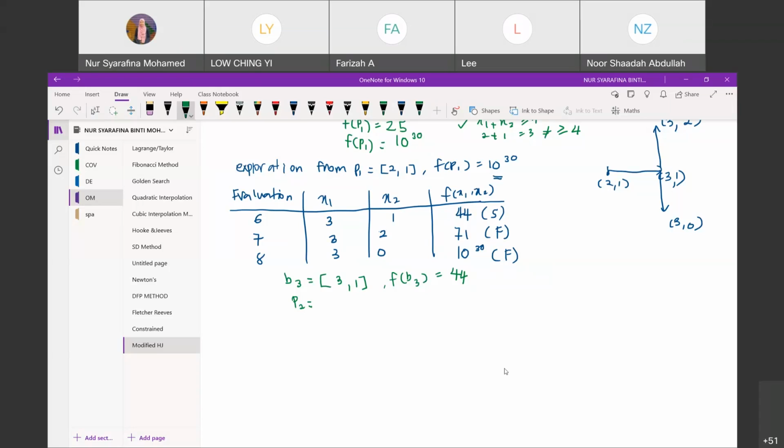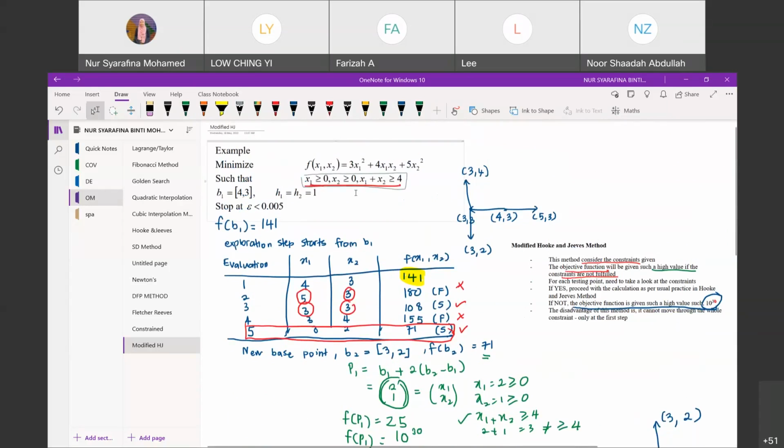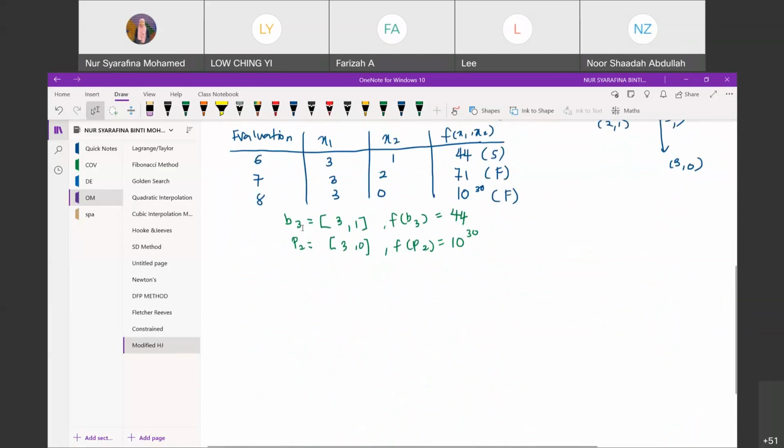Okay, so P2 is 30, where 30 does not fulfill the third constraint, so we can decide FP2 equals 10 to the power of 30. So again, evaluate from evaluation number 9. So we explore from P2. All right, is that clear? Try to proceed with the calculation up until you reach the H less than the epsilon. If you have questions, you can ask.